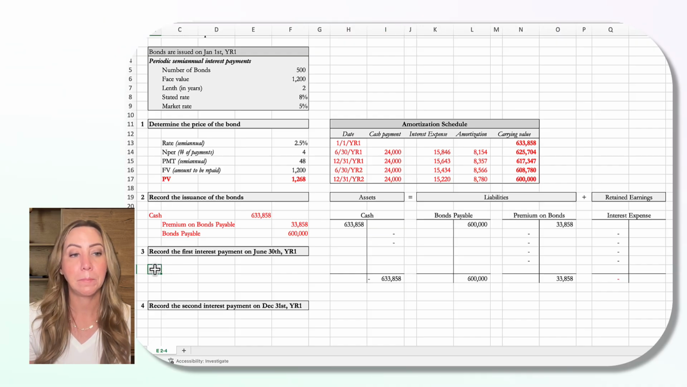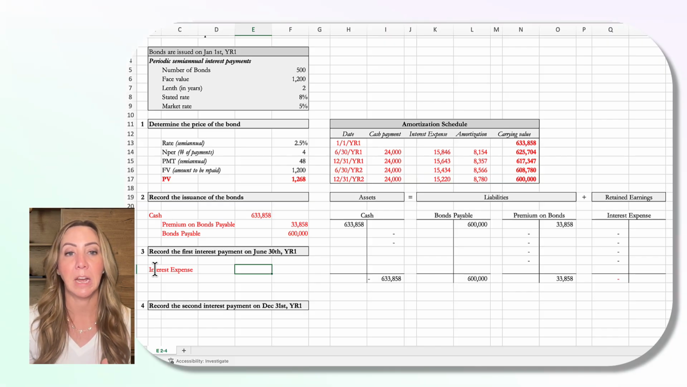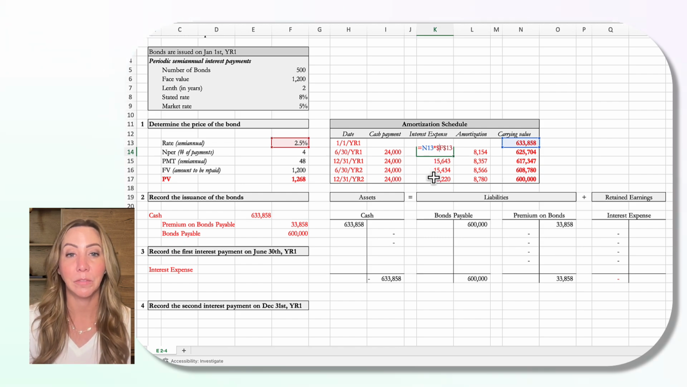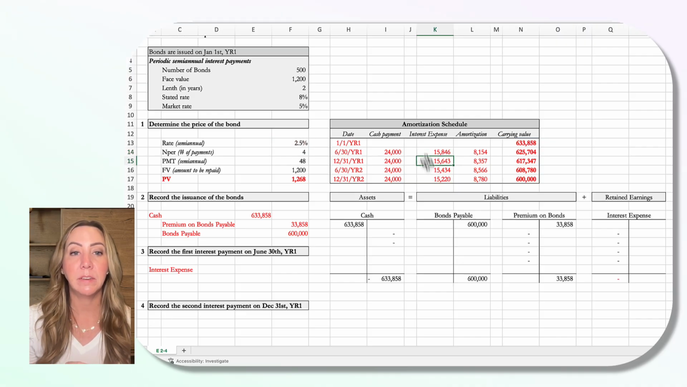So let's record that. So I'm going to debit interest expense. And my amortization table here has figured all of this information out for me. I know that my cash payment every 6 months is $24,000, but my interest expense is calculated like this. I'm going to multiply the market rate of interest times the carrying value of the bond each interest payment, in order to figure out what interest expense should be.